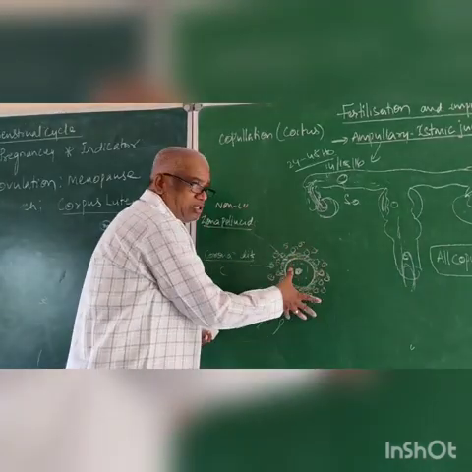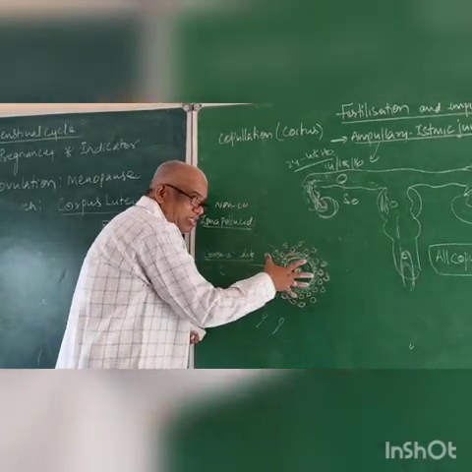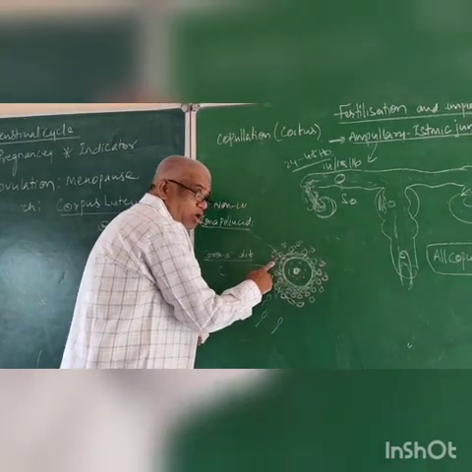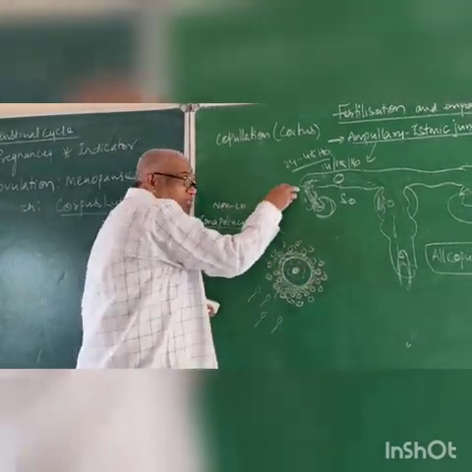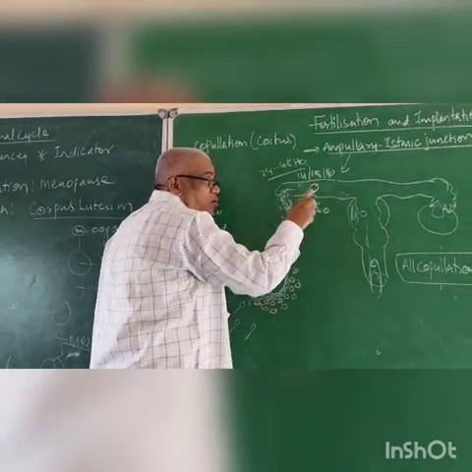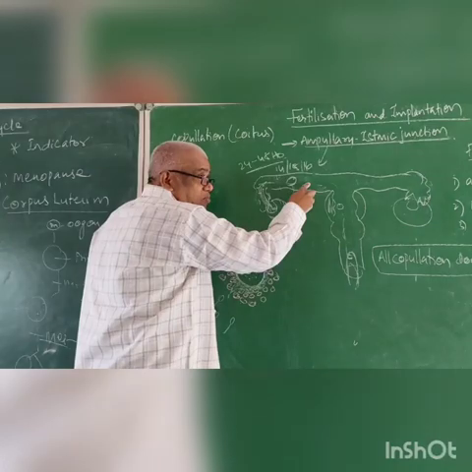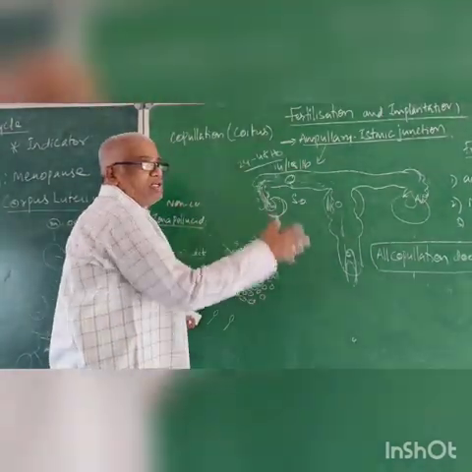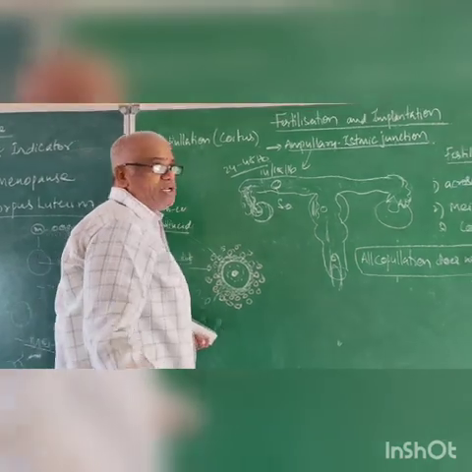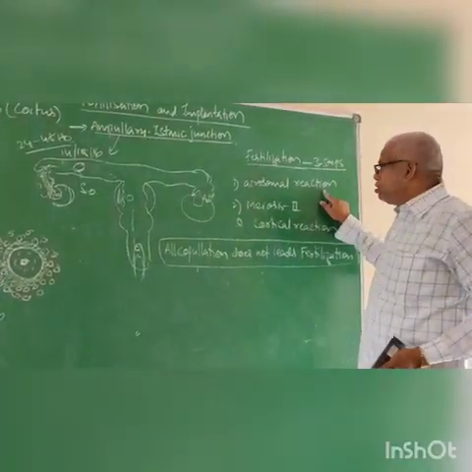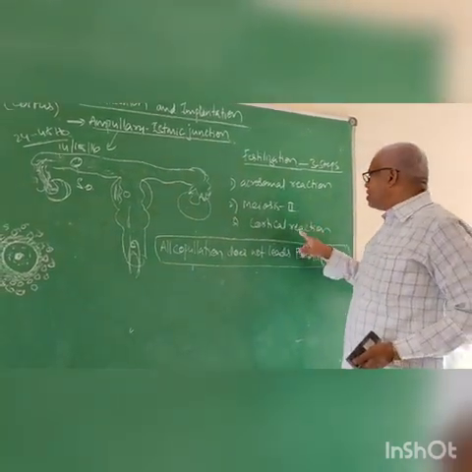Now this is the structure, internal and external. This secondary oocyte with zona pellucida and corona radiata, two membranes, is passing in the fallopian tube. When it reaches the ampullary-isthmic junction, the sperm may be available. Okay. Now fertilization is happening. Fertilization takes place in 3 steps: acrosomal reaction, meiosis 2, cortical reaction.